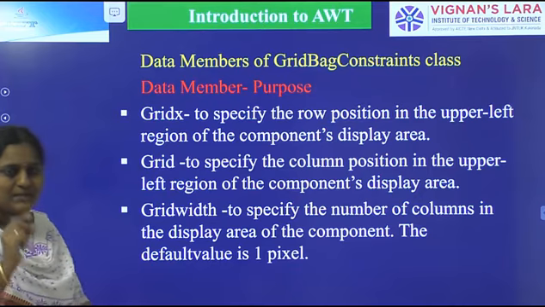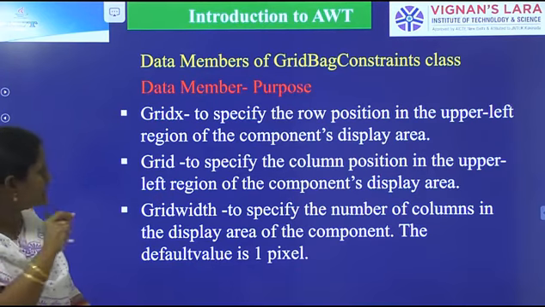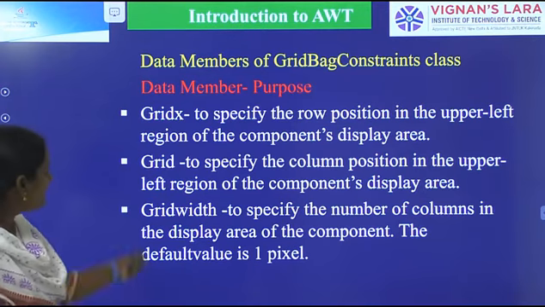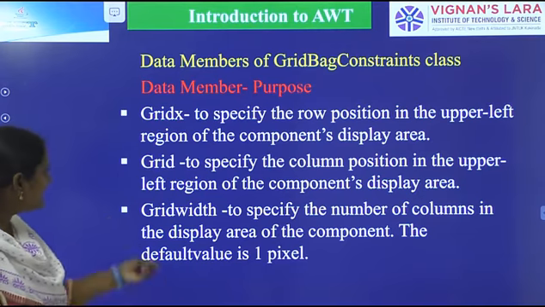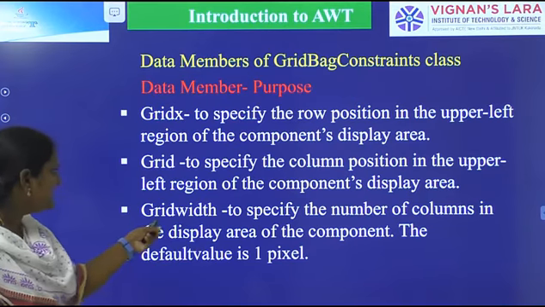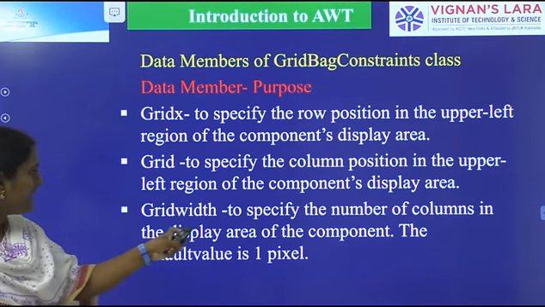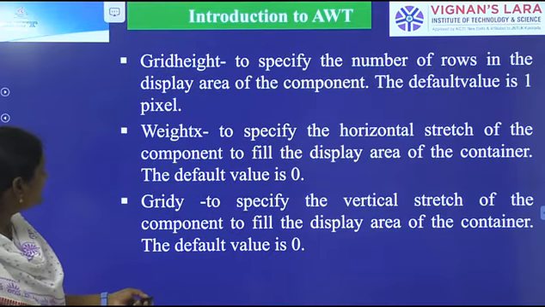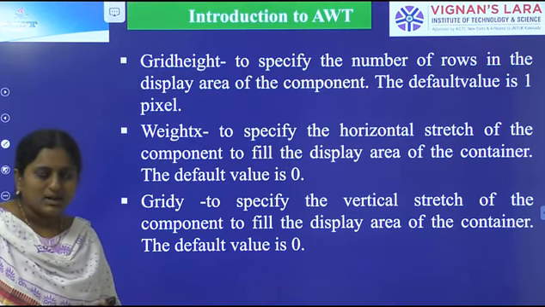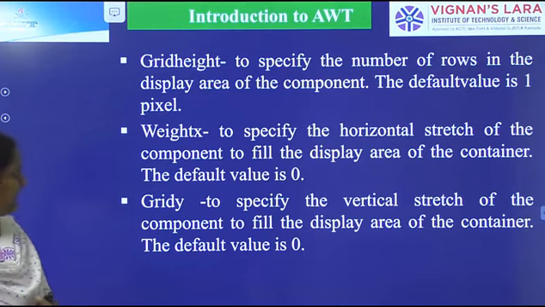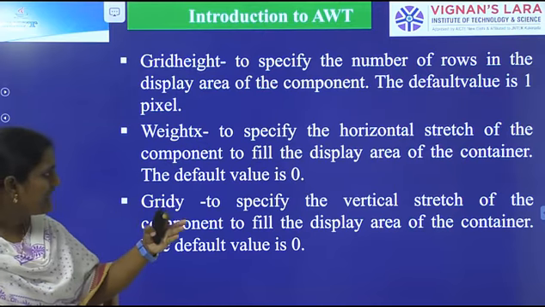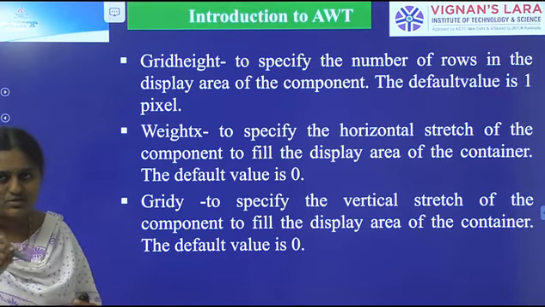Suppose we have to specify one component in a particular position. Suppose we want to put a particular component in the upper left position, then you can choose the gridx constraint. Next one, gridy, to specify the column position in the upper left region. Next one, gridwidth, to specify the number of columns in the display area of the component. Next one is gridheight. Gridheight specifies the number of rows in the display area of the component, the number of rows where you can put a particular component in a particular place. Next, weightx specifies the horizontal stretch of the component to fill the display area of the container. The default value is 0.